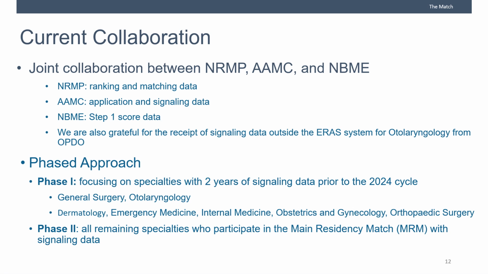We're approaching this work in phases. In phase 1, we're analyzing data for 7 specialties that participated in signaling during the 22 and 23 cycles and did not change their approach to signaling during that time. During this presentation, we're going to focus on results for general surgery and otolaryngology. In phase 2 of our work, we'll analyze data for all other specialties that participated during the 2023 cycle. Evaluation work will be ongoing from that point forward and include all specialties for the 2024 cycle and beyond. So stay tuned because we'll have lots of data in the future.